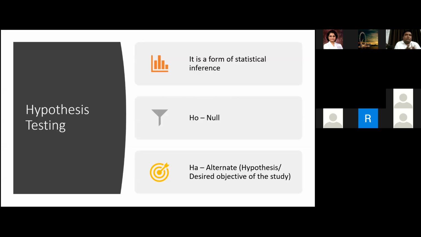Usually, when we design a clinical trial, there will be two terms: the null hypothesis and the alternate hypothesis. Usually our alternate hypothesis will be the desired objective of the study. Like, we want to see whether a drug works or not against a disease. The alternate hypothesis will be yes, the drug works in a disease, to put it simply.